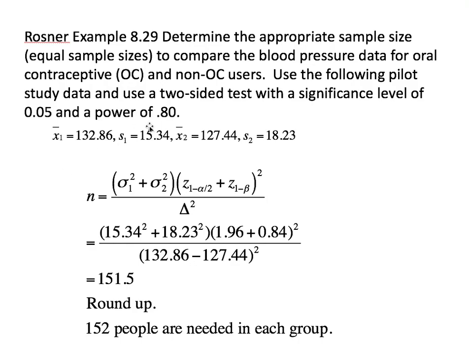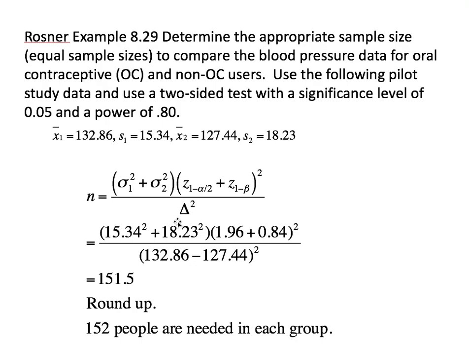Okay, so one more example. We want to determine sample sizes for this problem, and in this problem we're going to determine equal sample sizes to compare blood pressure data for oral contraceptive use and non-oral contraceptive use. So we get some pilot data, and we put that into our expression here. Notice that when we used our pilot data, instead of using sigma, I'm just using the pilot data for the underlying population variances.